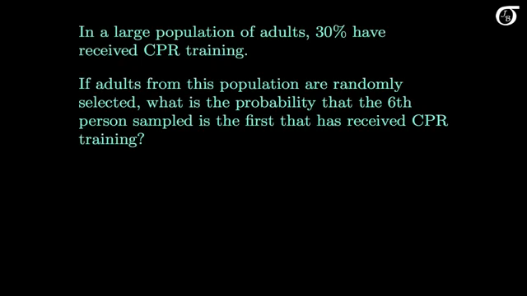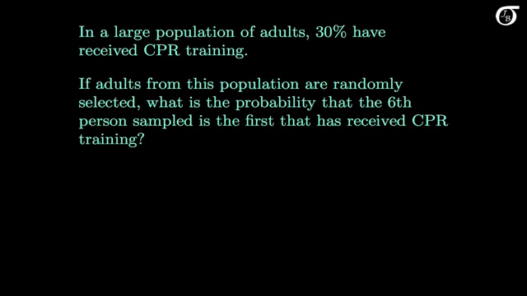Let's return to the example. In a large population of adults, 30% have received CPR training. If adults from this population are randomly selected, what is the probability that the sixth person sampled is the first that has received CPR training? Here we're interested in the number of people required to get the first with CPR training. In other words, the number of trials needed to get the first success.